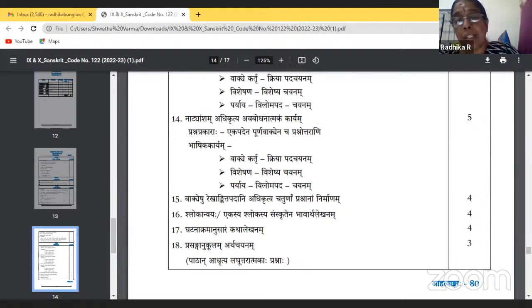Next one is Anvayam and Bhavartha. I think it is easy to select Anvaya for the question because it is easy for them to find out the words from the sloka. You should train them to write Anvaya.